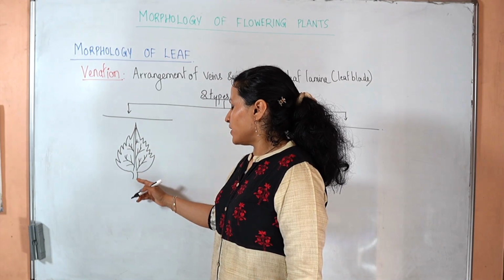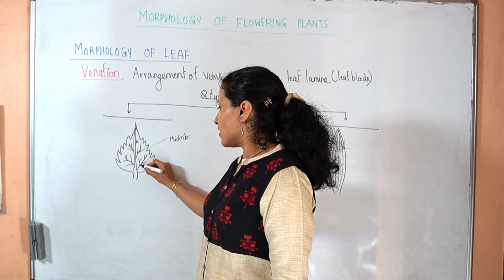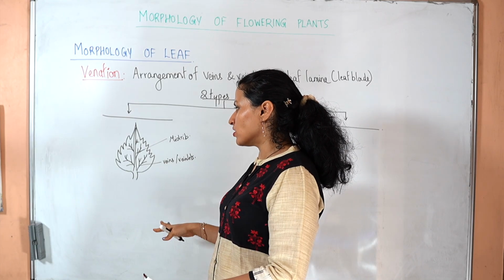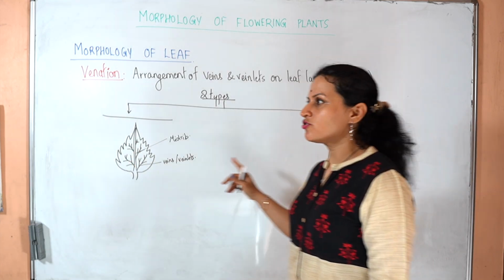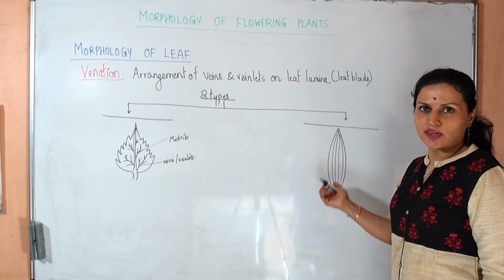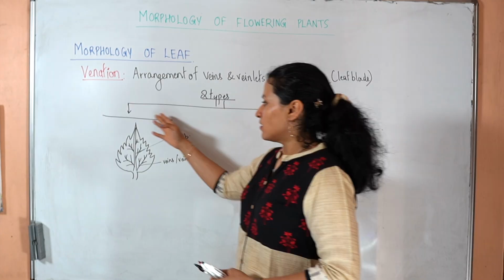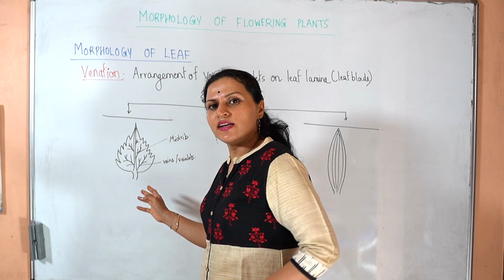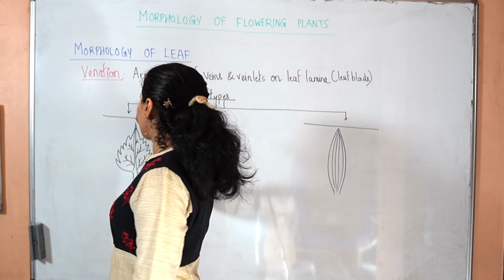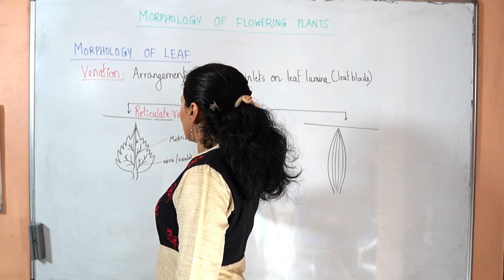What is the difference? In this leaf there is a prominent midrib right here, and then there are the veins and the veinlets forming a kind of a network onto the leaf lamina, isn't it? Which is not the case in this type of leaf. Over here there is no prominent midrib, as you can see, and all these veins are running parallel to each other on this leaf blade. This type of arrangement of the veins and veinlets which form a network onto the leaf lamina is known as reticulate venation.